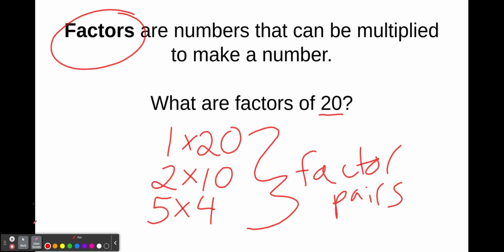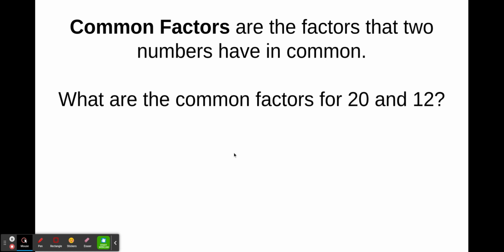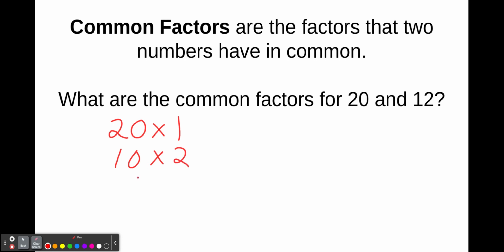Once you've found your factors of a number, let's take a look at common factors. Common factors are the factors that two numbers share, the ones that they have in common. For example, I ask here, what are the common factors for 12 and 20? So again, we already talked about 20. Some factors for 20 are 20 times 1, 10 times 2, and 5 times 4.